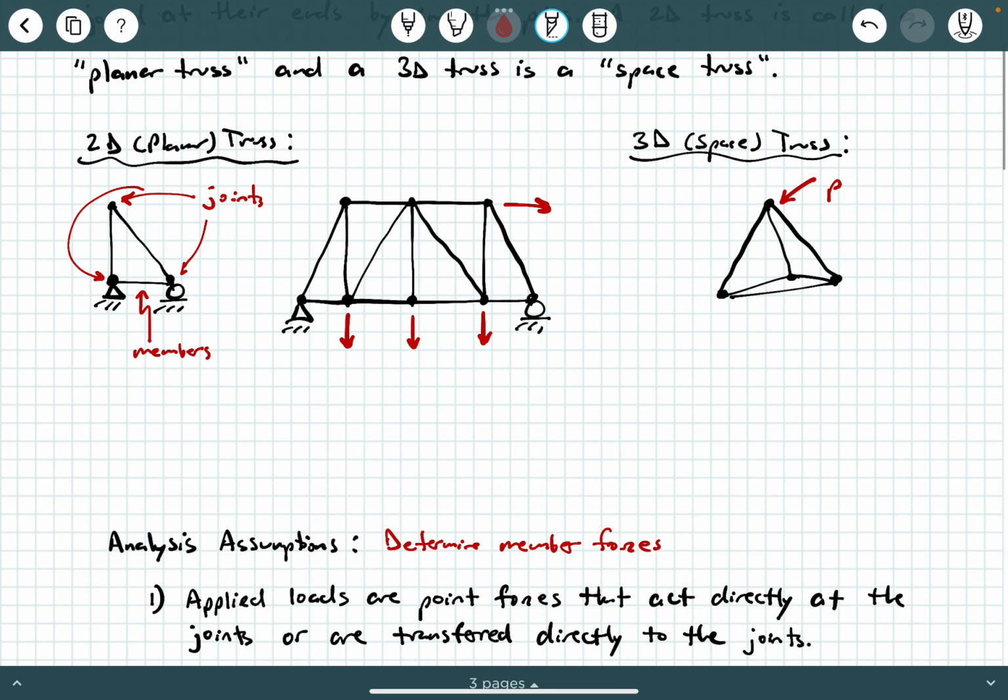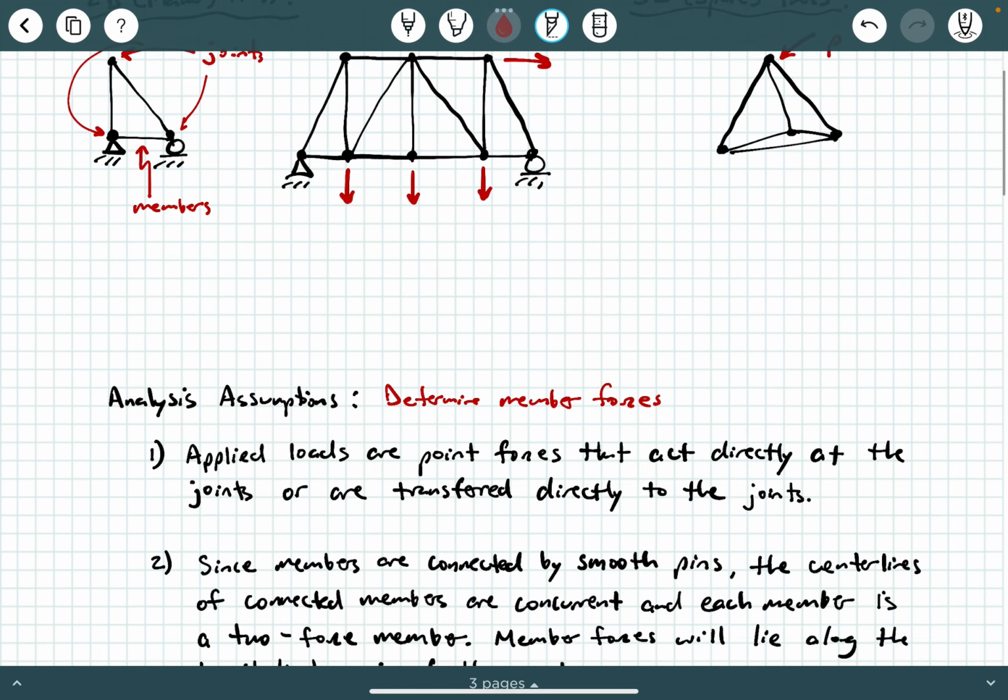Now, if an applied load was acting along a member length, then that's not really going to be a truss anymore. That's going to be a beam or a frame. But again, we're talking about truss action and truss behavior right now. So that's assumption number one. Assumption number two.